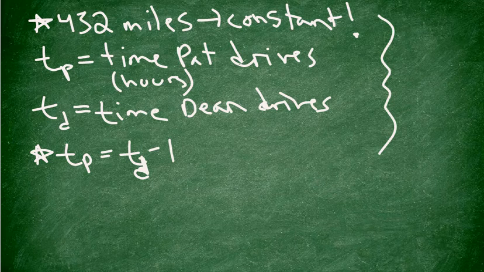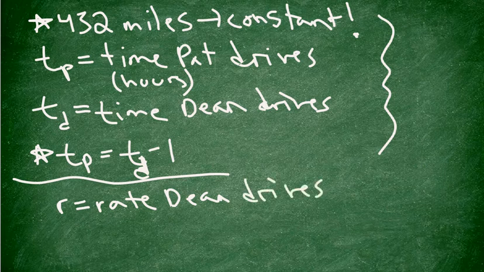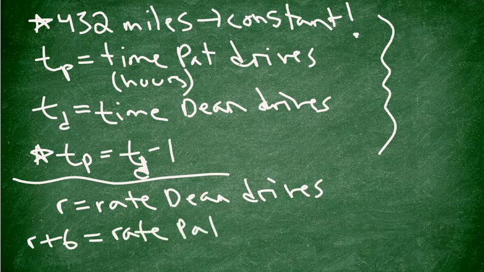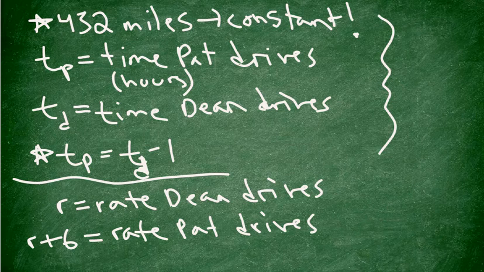Going back to the idea of introducing fewer variables if I can, I have these relationships about the times for Pat and Dean, but I also have information about their speeds. So let R equal the rate, or the speed, that Dean drives. I'm going to say R plus 6 is the rate that Pat drives, because they say Pat is driving 6 miles an hour faster. Notice that I didn't do R sub D and R sub P. I'm already minimizing the number of variables by letting R be Dean's rate and describing Pat's speed in terms of Dean's speed, which is what they told me anyway. So I eliminated an extra variable there.